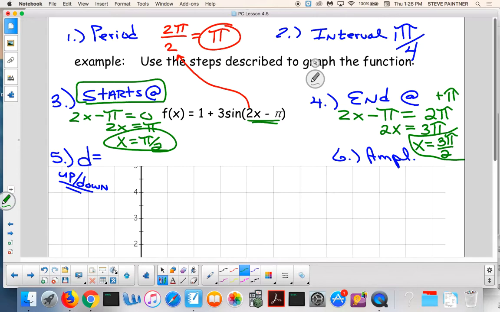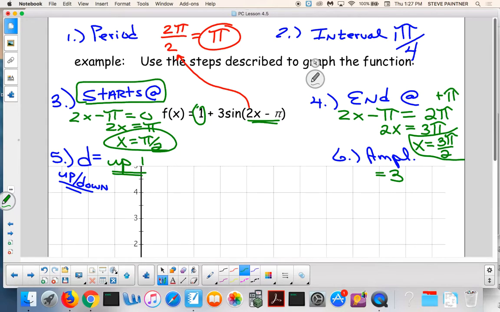Okay, what's the D value? That means the vertical shift, up, down. It's 1. So you're going to go up 1. D is up 1. Amplitude is simply how high the wave goes and how low the wave goes. It's your vertical stretch, isn't it? It's 3. So your amplitude is 3. There it is. We got a ton of information, 6 things, but just take your time.